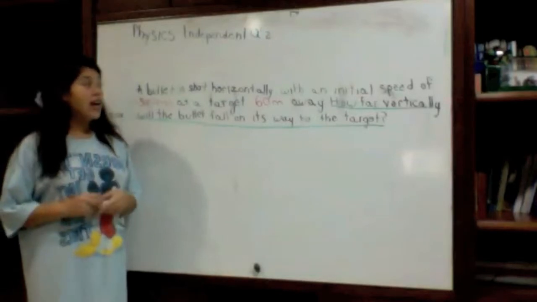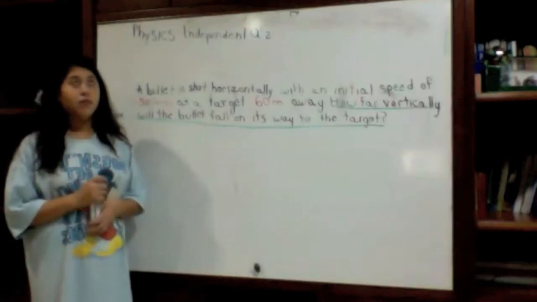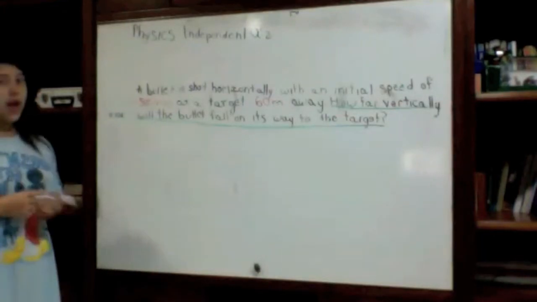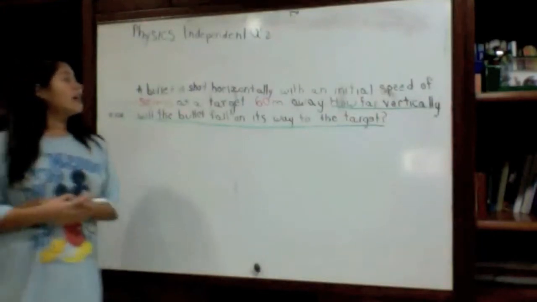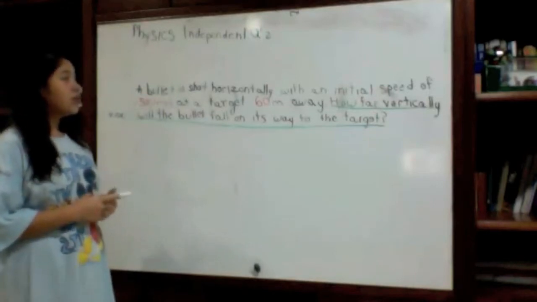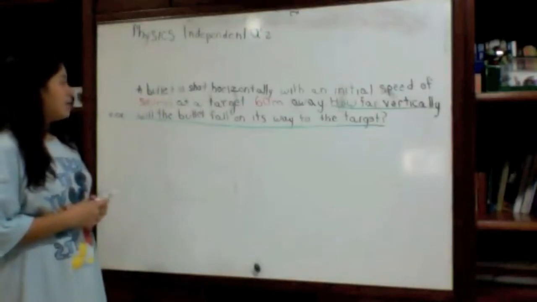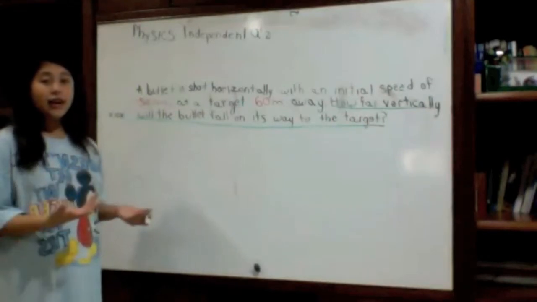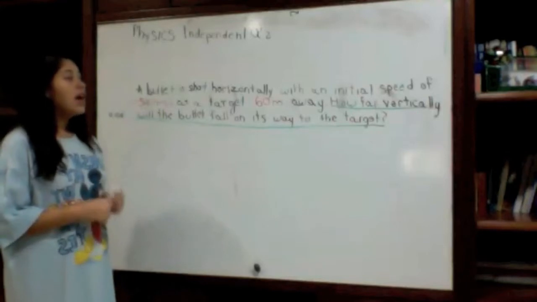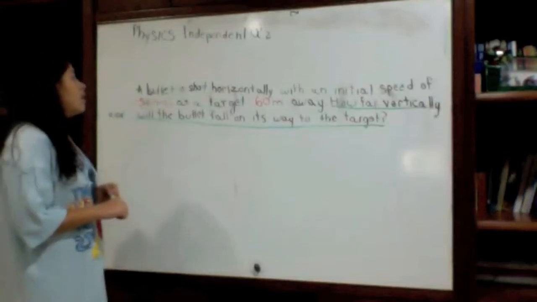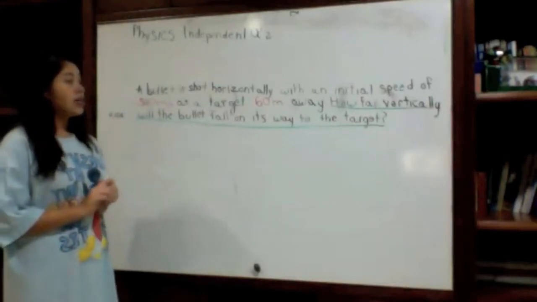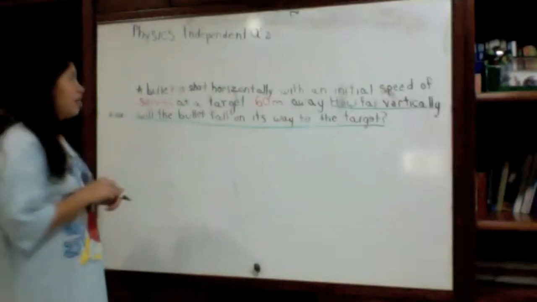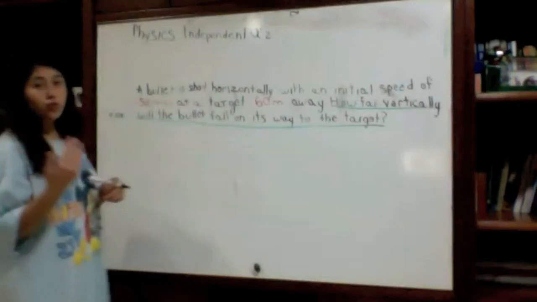Hi, I'm Carolina and I'm going to do a tutorial on this equation of projectile motion. The problem asks: a bullet is shot horizontally with an initial speed of 580 meters per second at a target 60 meters away. How far vertically will the bullet fall on its way to the target? The first thing to understanding the word problem is to write it out.